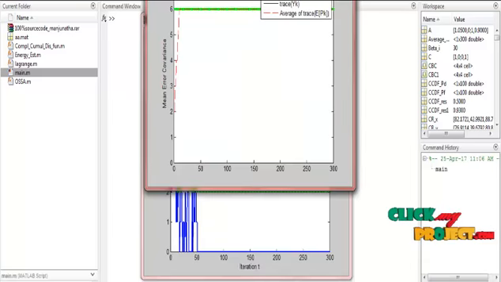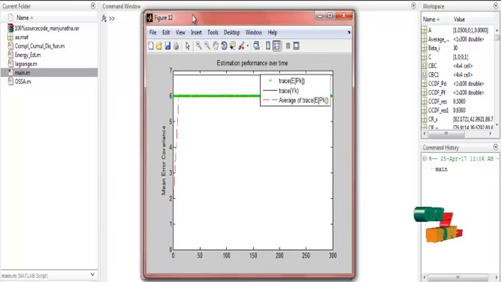In the next figure, this is the trace of the estimation performance over time. How it is traced, and the average trace is calculated. The mean error coefficients of the covariance show the estimation performance over the overall time. So this is the overall running procedure of the process.